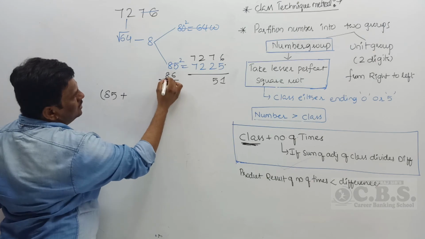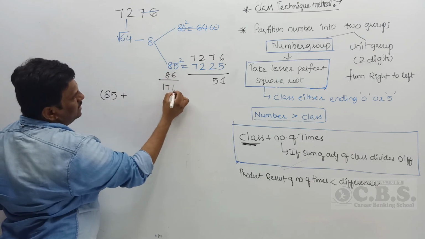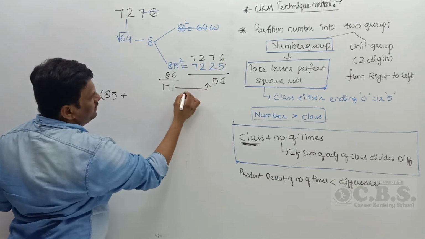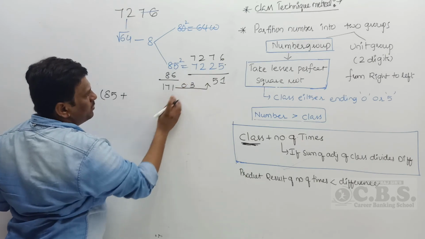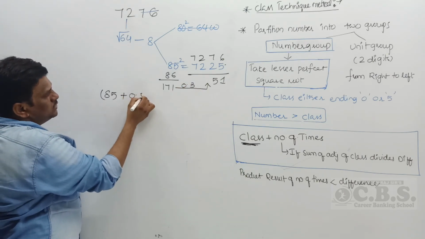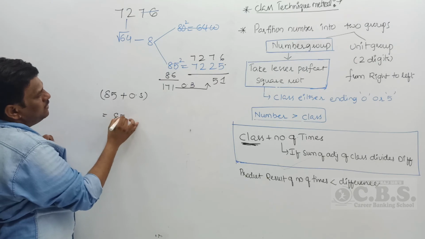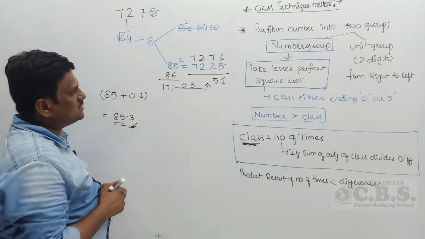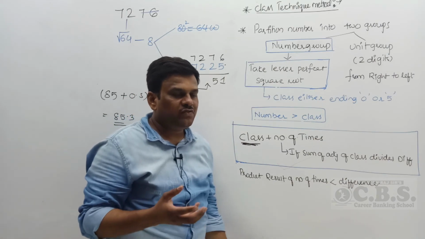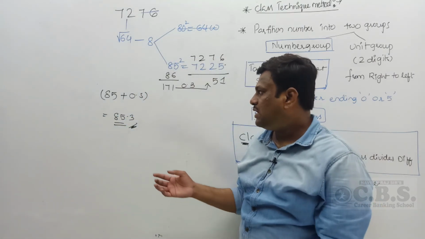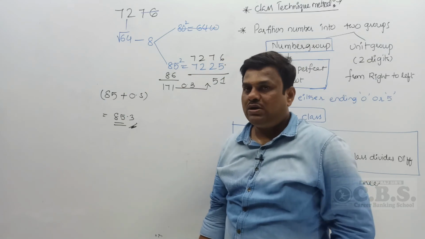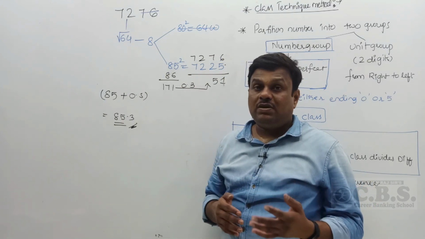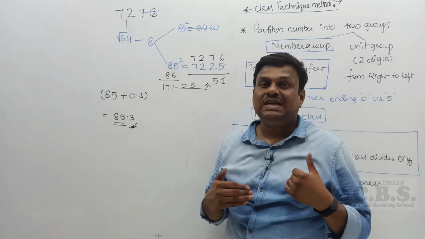And after 85, how much is it? 86. What is the sum? So 85 plus 86, 171. So 51 by 171 is nothing but what? 0 point how many times? 3 times. So 0.3. So your answer is 85.3 approximately. Okay, so 171 3s are how much? 51. Approximately, what's your answer? 85.3. So this is a method for non-perfect square roots which hold more than 3 digits.